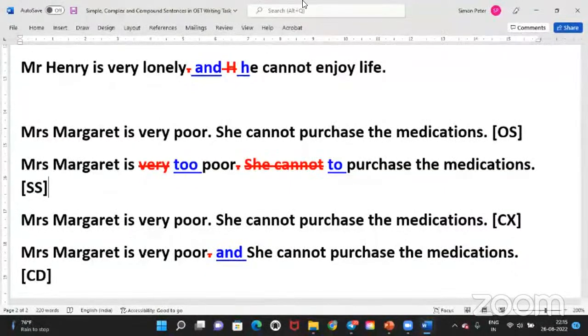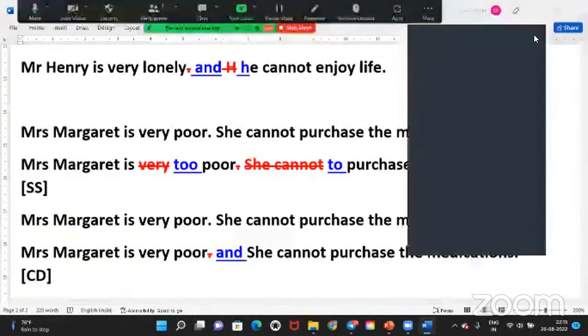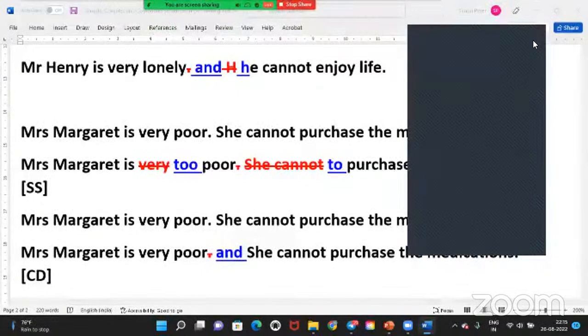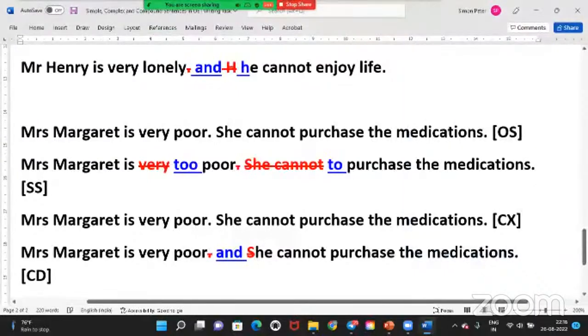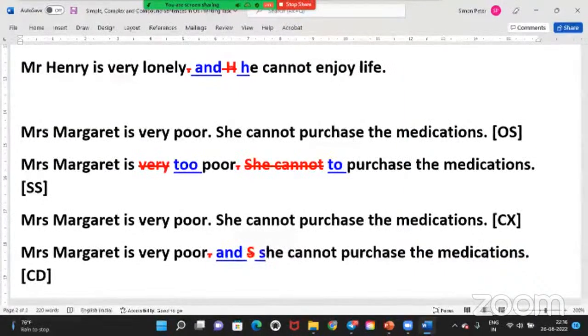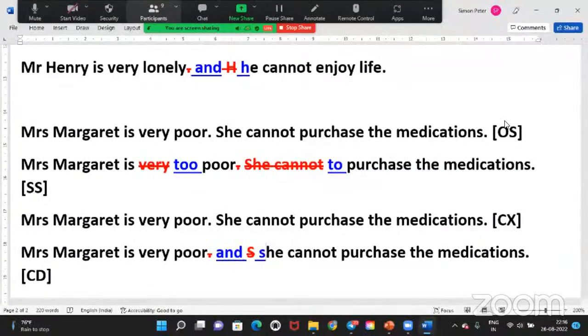Yes, Stella Maris. See, S will be a small letter. Very good. So, Dr. Imran, she cannot purchase the medication. So that is what it is. We miss some things, and it is very important. Very good. Thank you. Next.